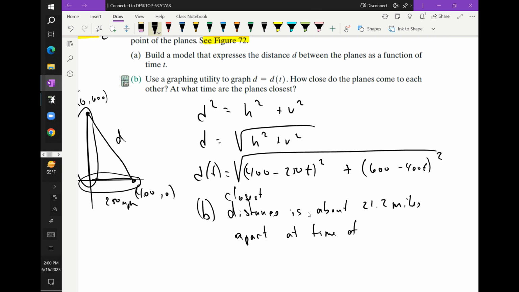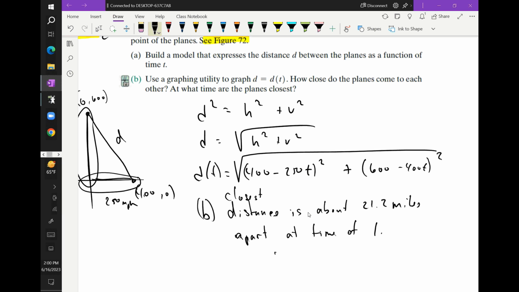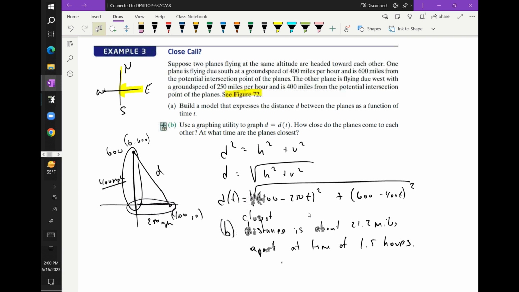At time of, I think we said 1.5 hours. Yeah, 1.528 at 1.5 hours. Okay. So what we were able to do then is we could take a look at a model, put an equation involved with this back to a form that we're familiar with as far as the distance formula, and then we can calculate some other values based off of that.